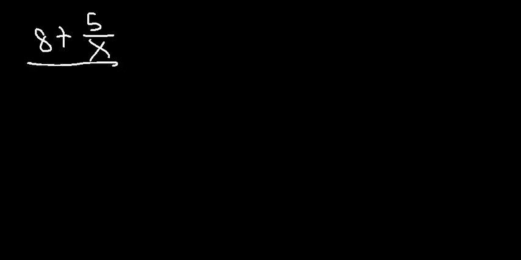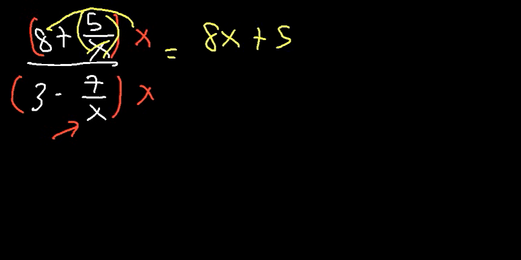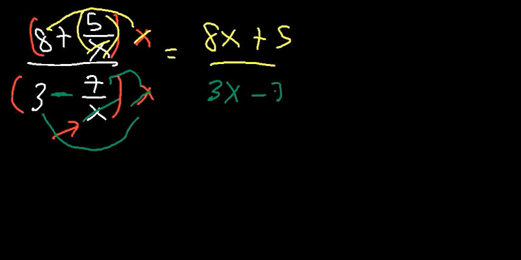Here's another example to illustrate it. So what I'm going to do is multiply top and bottom by the denominator of this fraction, which is x. So I'm going to distribute the x. 8 times x is 8x, and 5 over x times x is just 5. The x's cancel. So here, 3 times x is 3x, and x times, this is a minus sign by the way, x times 7 over x, the x's cancel, so you just get 7. And that's the answer for that example.